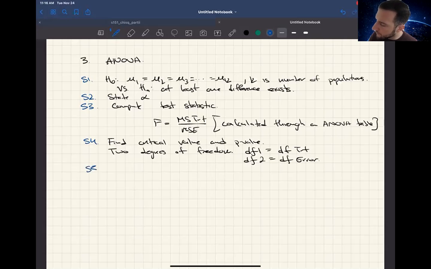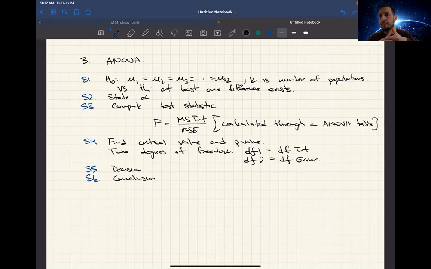And then after this, on step 5, we have decision. And then on step 6, we have conclusion. Okay. So we have our 3 tests that are of interest to us in today's lab: chi-square goodness of fit test, chi-square independence test, and ANOVA.